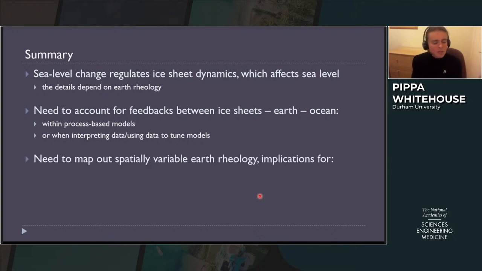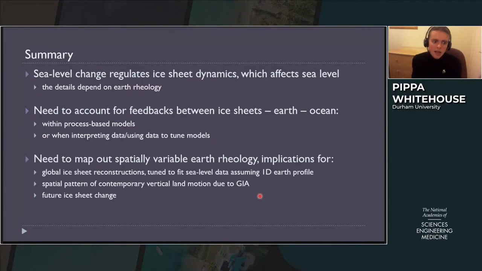And then the last area, which I touched on, is trying to map our Earth rheology. Jackie will talk more about this. And this really has implications for a wide number of areas. I've talked about ice sheet dynamics, and I'll just touch on this one here.